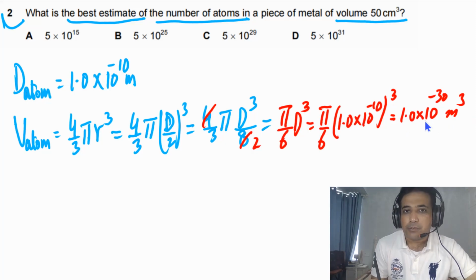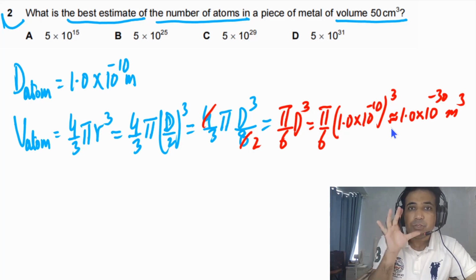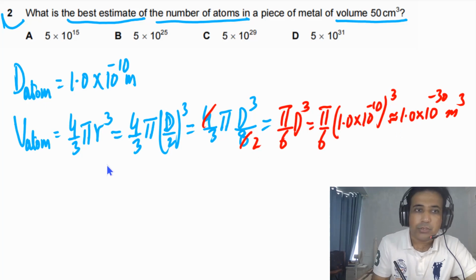This value is approximate. We will get an approximate answer up to this value. It is a little bit smaller, but we are writing the approximate value. We just need to estimate. So you can approximate that this is equal to this.